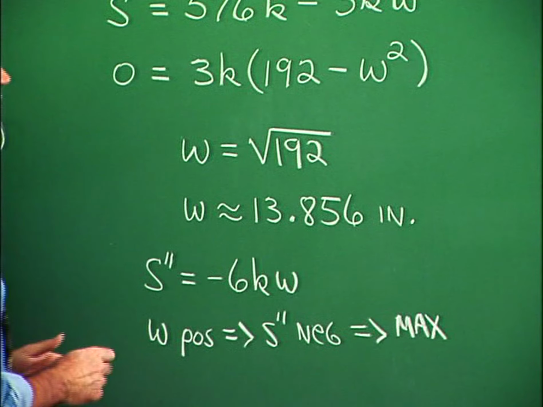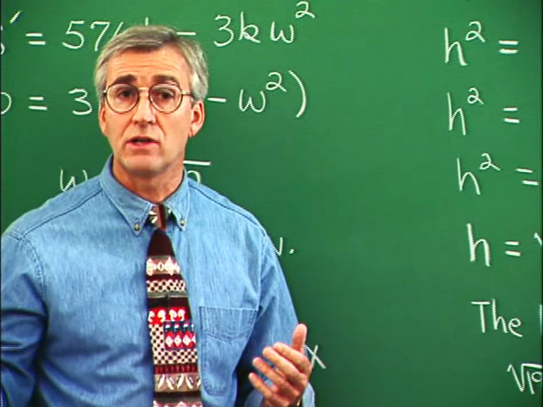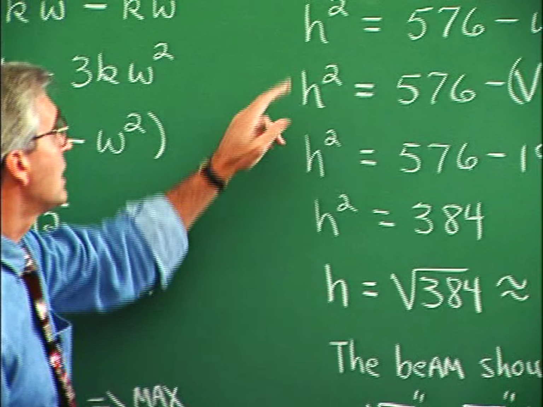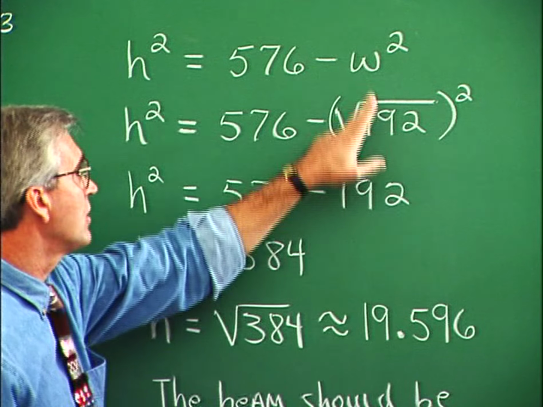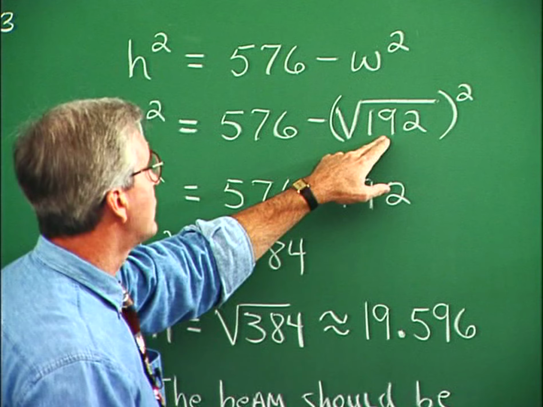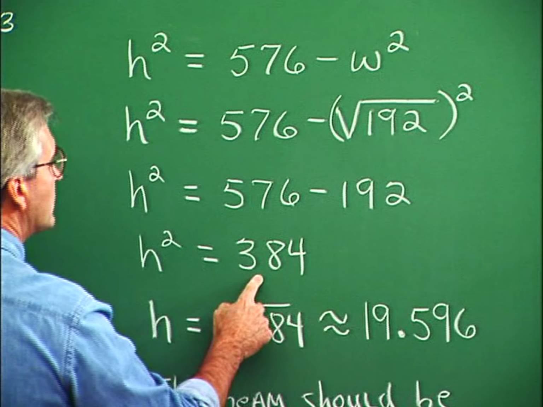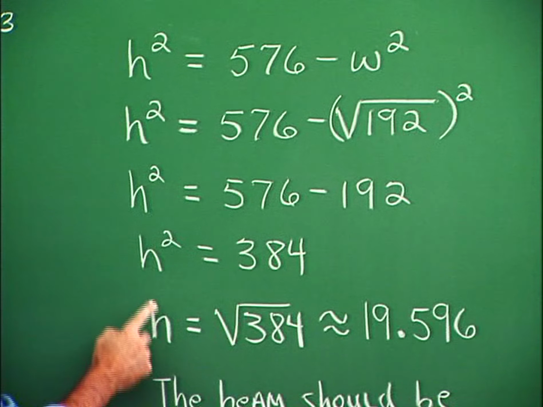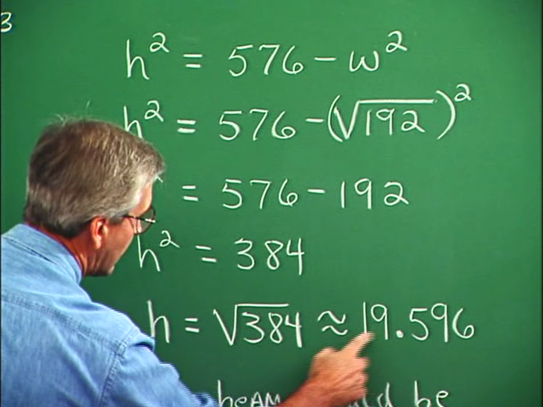Well, it was asking us for dimensions, and we have w, we need to find h. We can find h by using the equation that we derived earlier. That is, h squared is 576 minus w squared. W we found to be the square root of 192. Squaring, we get the radicand. 576 minus 192 is 384. So h then is the square root of 384. And that's approximately this amount.